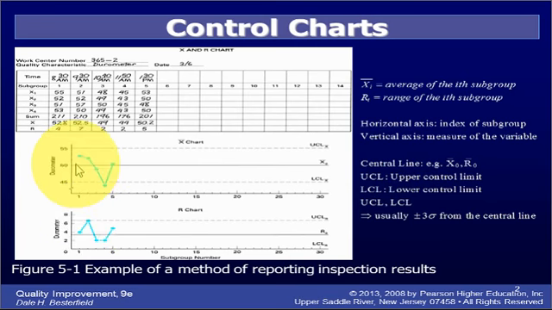The solid bar in the middle is called the central line. This is the central line for the Xbar, and this is the central line for the range. Usually this will be set as the average of your subgroups: the average of subgroup averages, and the average of subgroup ranges. The lower control limit and upper control limit are usually set at plus and minus 3 standard deviations from the central line.